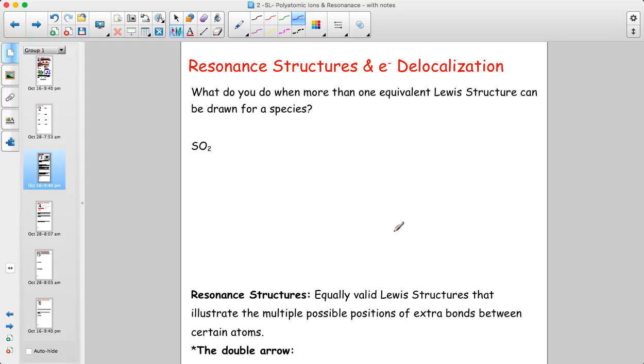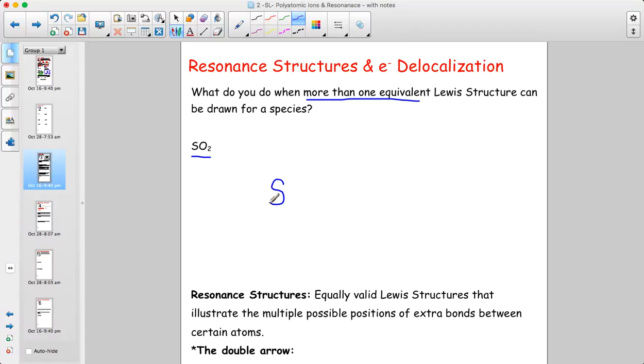Okay, so the remaining concept for Lewis structures is the concept of resonance structures and electron delocalization. You may have seen in some of our drawings when we've been doing Lewis structures that sometimes there's more than one equivalent Lewis structure that can be drawn for a species, whether it's a molecule or a polyatomic ion. So SO2 is a good example of this.